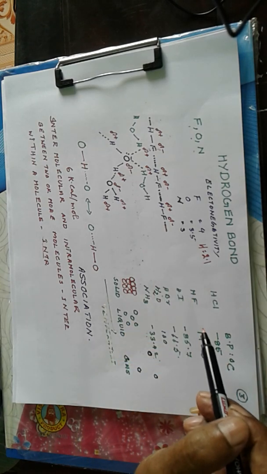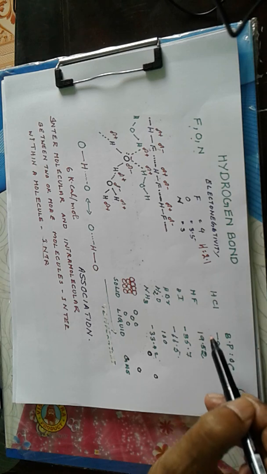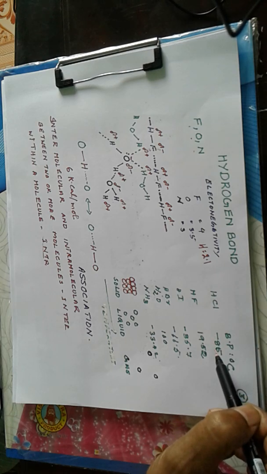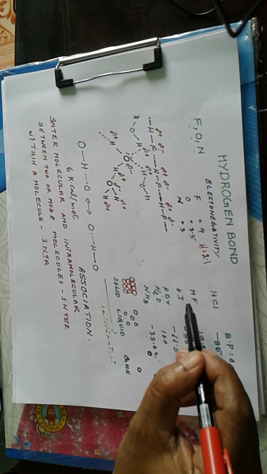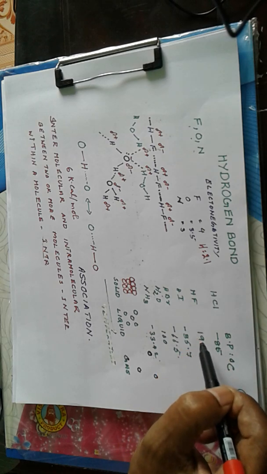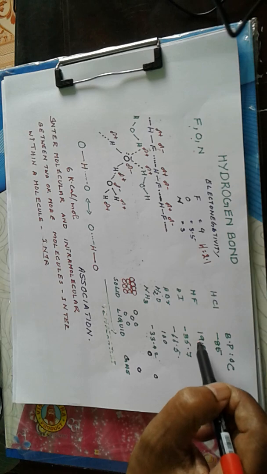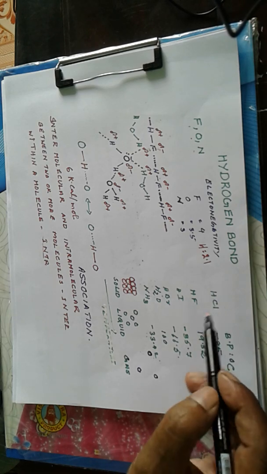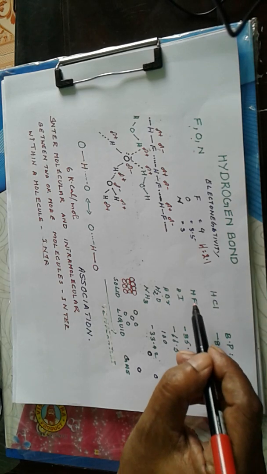Now this is reflected in the boiling point of hydrogen halides. For hydrogen chloride, the boiling point is minus 85 degrees Celsius, whereas for hydrogen fluoride, the boiling point is 19.5, a much higher value than minus 85, and this much higher boiling point of HF is due, we can say, to hydrogen bonding.